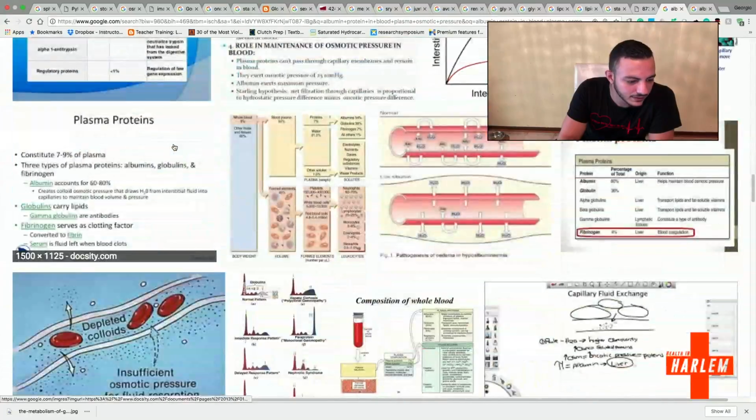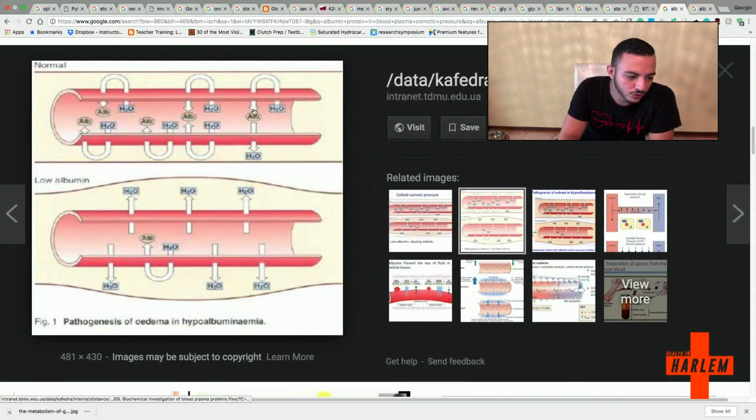So if you look at this diagram over here, we have our normal versus our low albumin. The fact that we have this protein here is going to pull the water towards the inside of your blood, keeping it all together so that 91% stays as 91%. The way that it does it is that this is an example of your plasma proteins, your colloids, that are going to create oncotic pressure, which is going to suck water in.